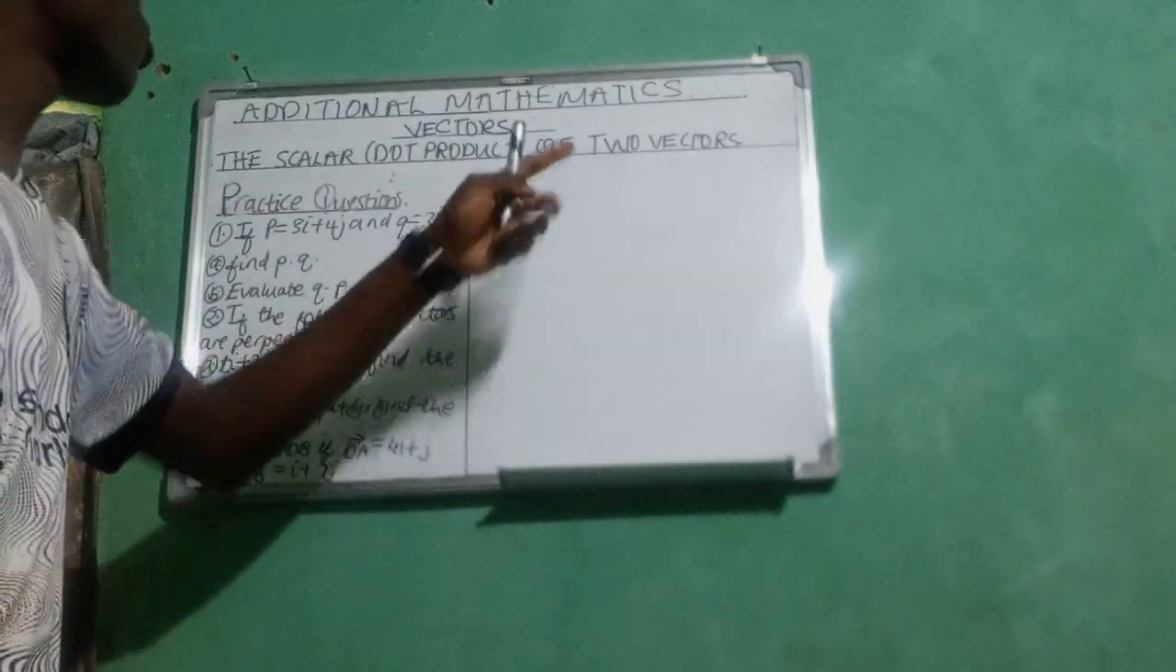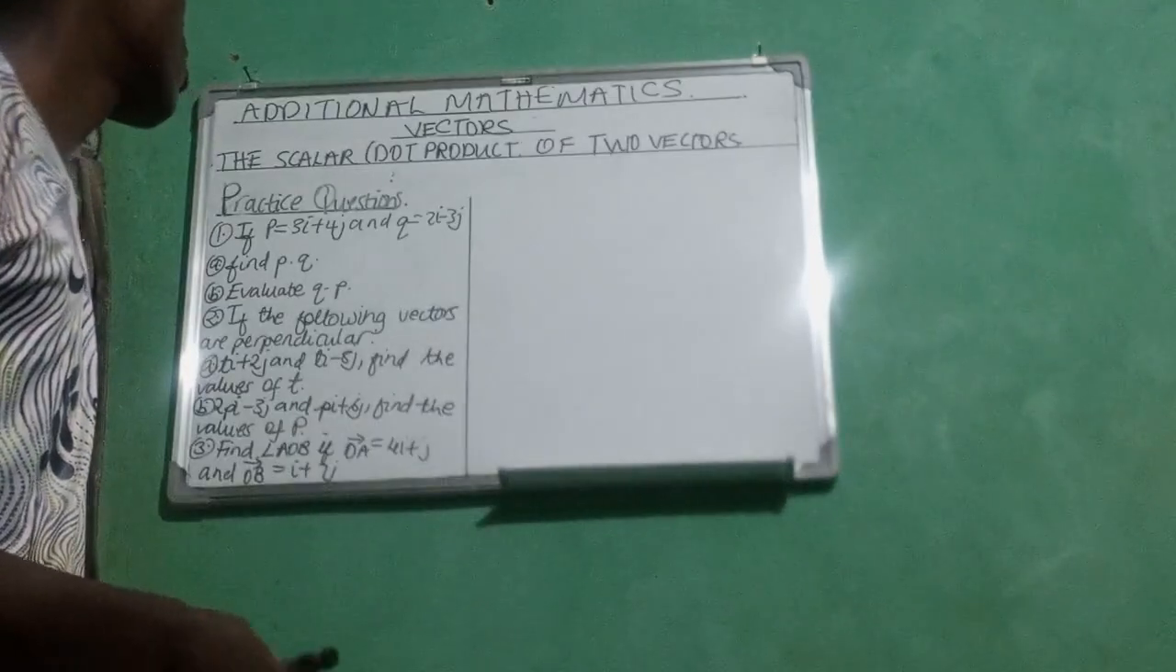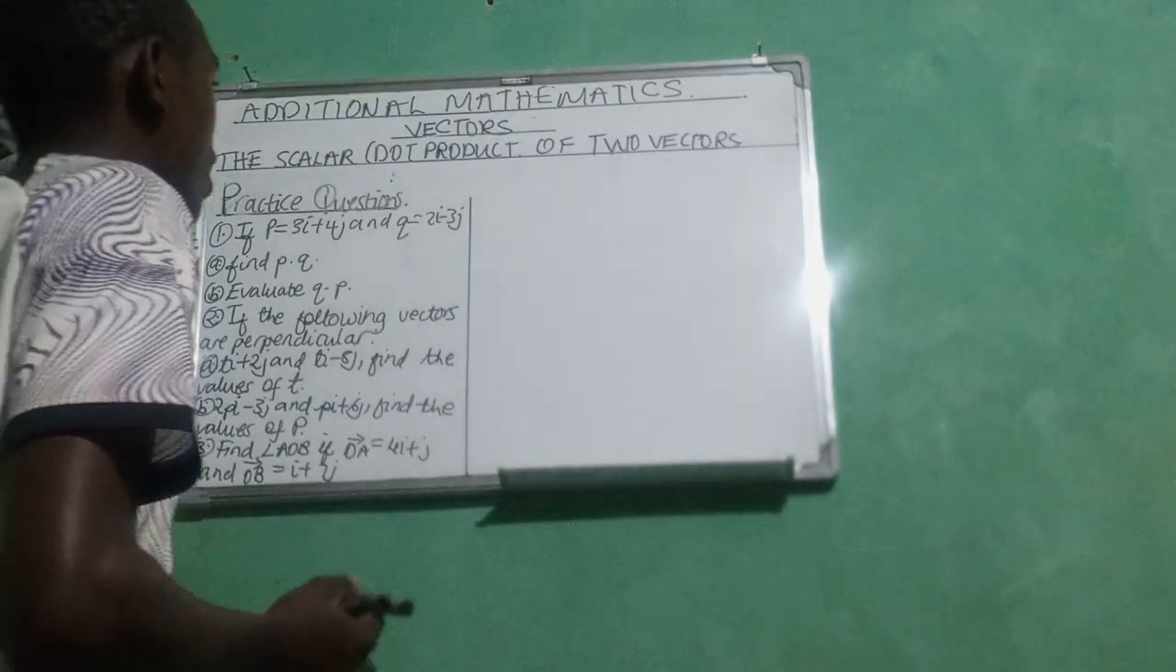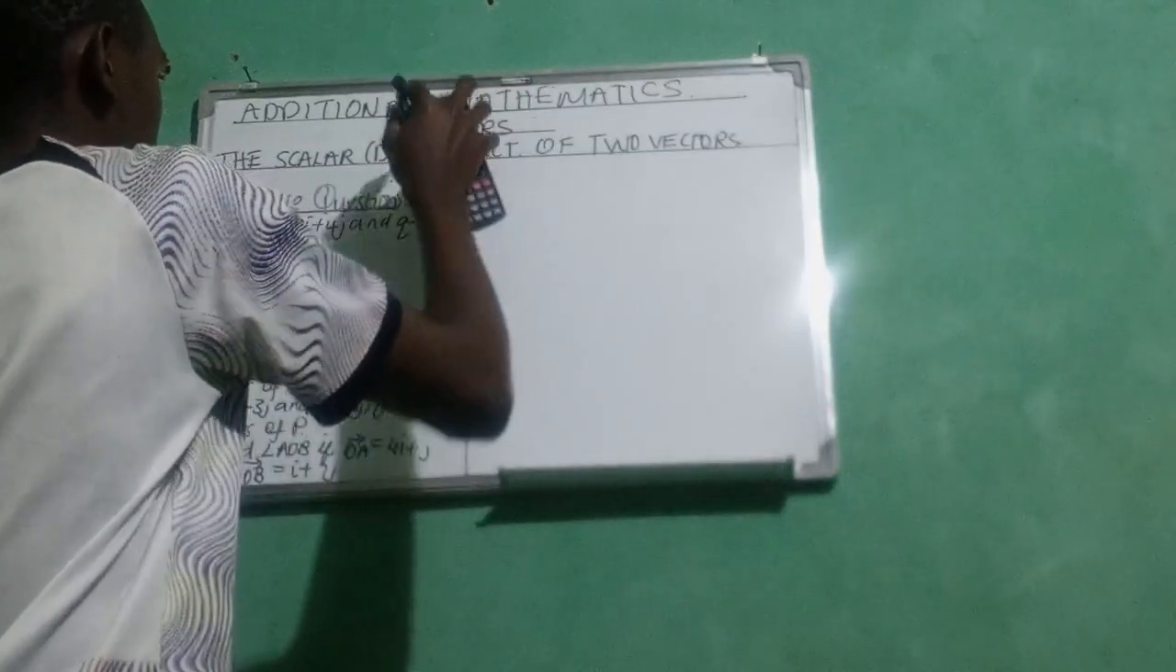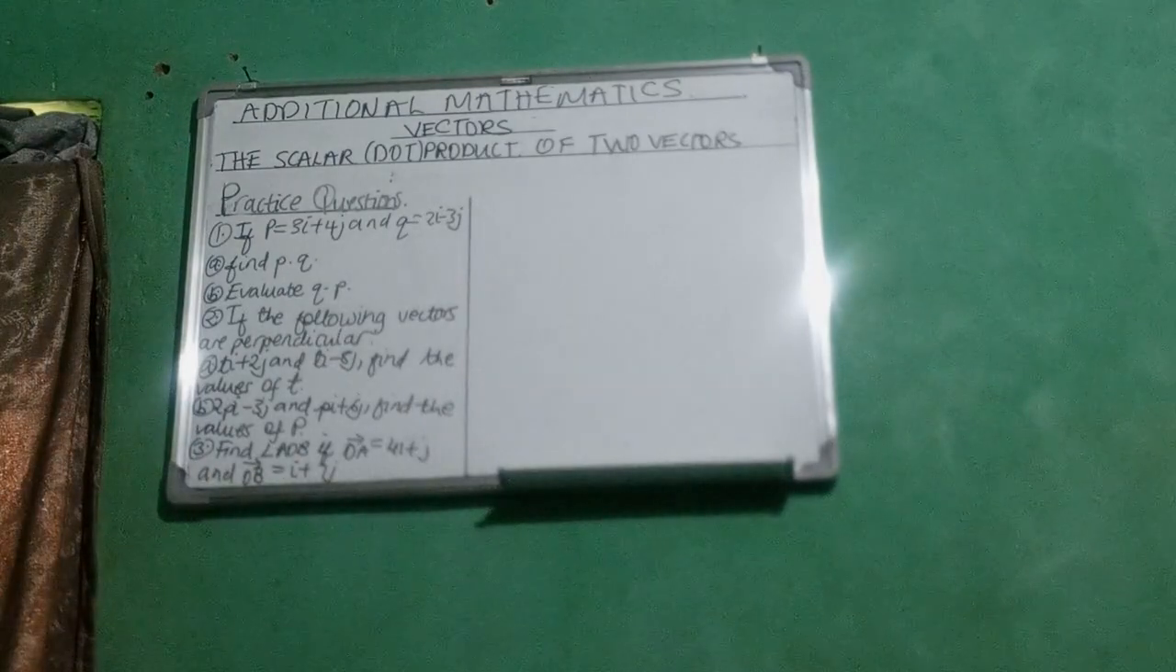In this video, we are going to look at the subtopic, the scalar or dot product of two vectors. Then we have these three practice questions. Question number 1 will be answered in this video. Question number 2 will be answered in a separate video. And question number 3 will also be answered in a separate video.